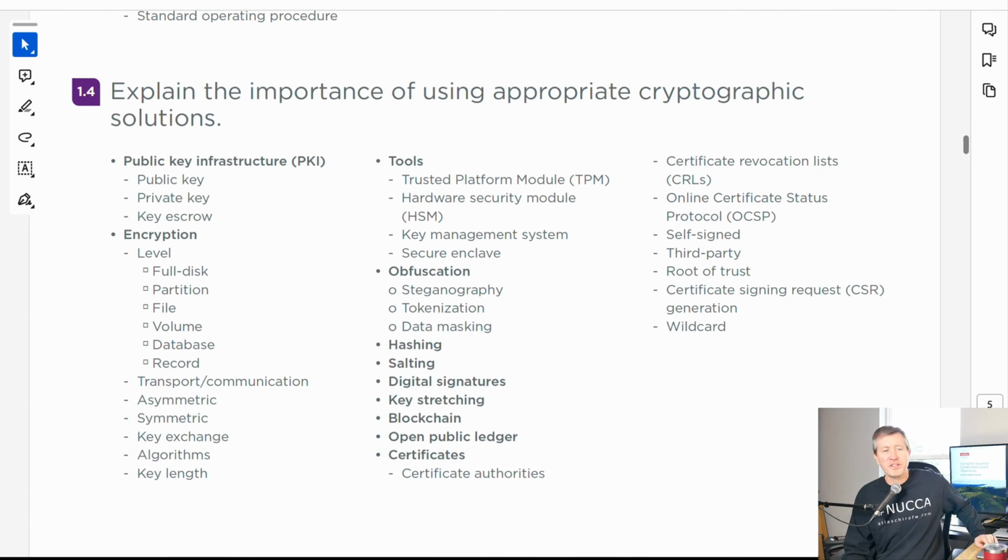So going to subdomain 1.4, PKI is another topic that we're going to talk about. Public keys and private keys being an asymmetric encryption type.